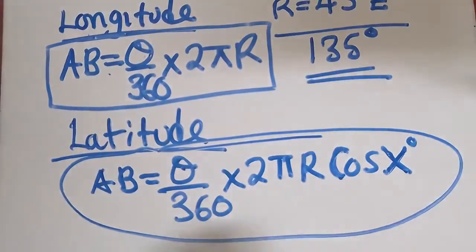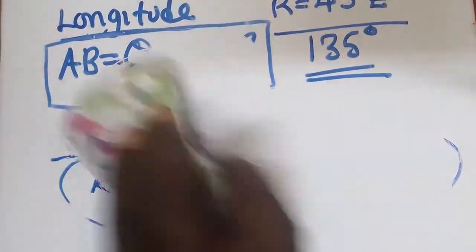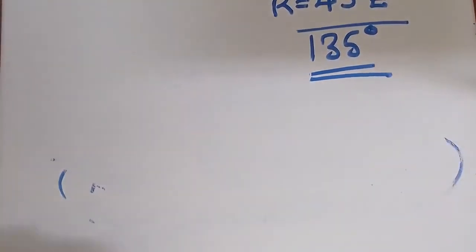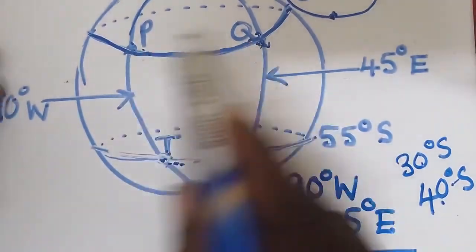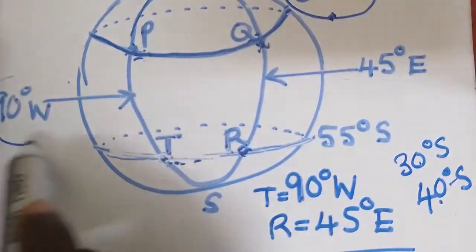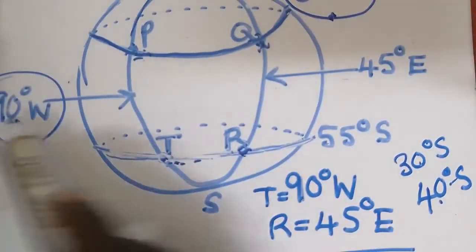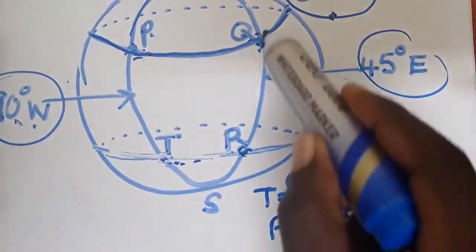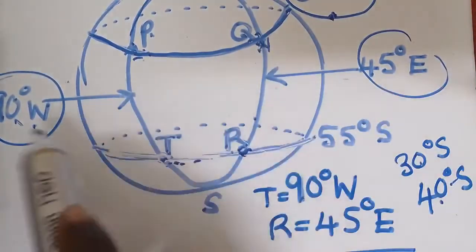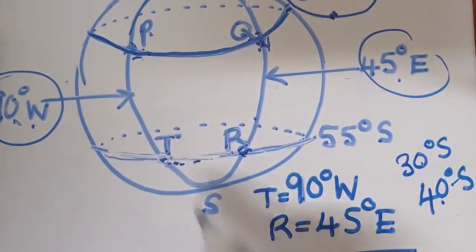We want to calculate distance PQ. Where is PQ? PQ is here. This is PQ. We already found this one and that one. P is on this longitude, Q is on this longitude. So when you add this together, you get 132.